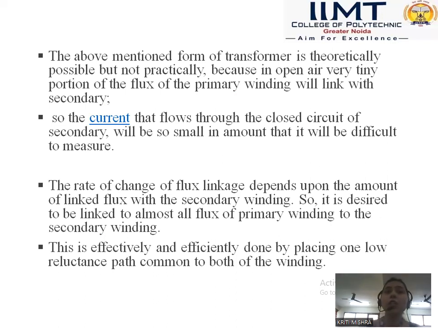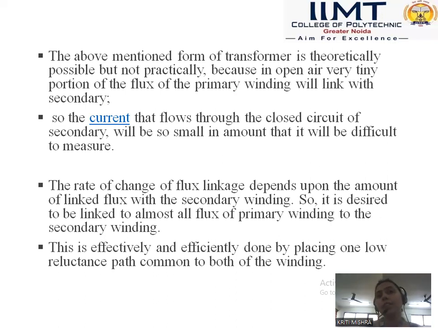So it is desired to link almost all the flux of the primary to the secondary winding. It means that if all the primary winding flux is linked with the secondary winding, leakage is very small. You can imagine the losses and the output as the flux leakage and the flux linking: the losses are the leakage one and the output is the linked one.